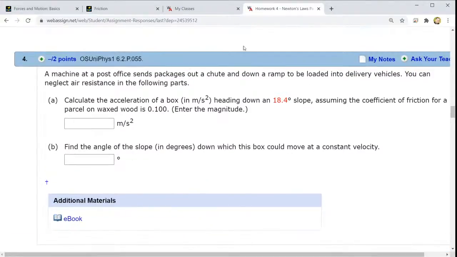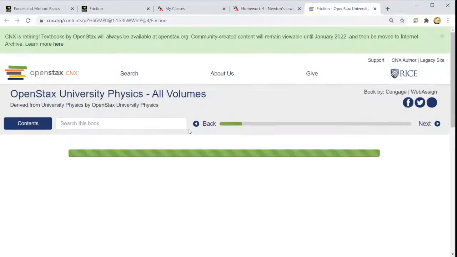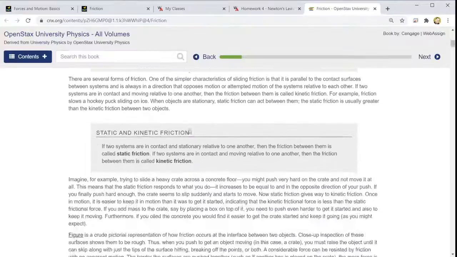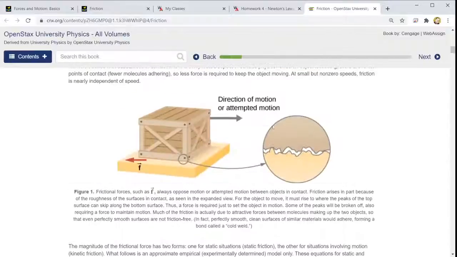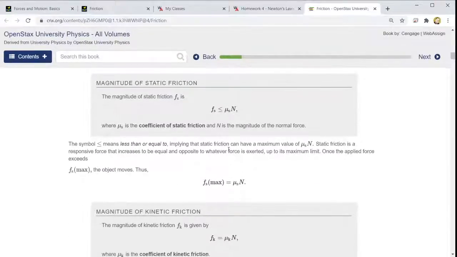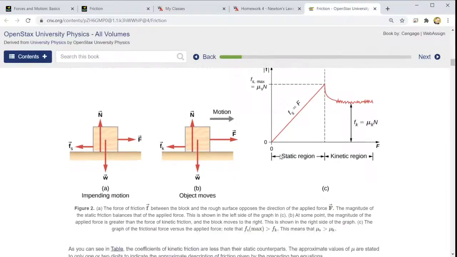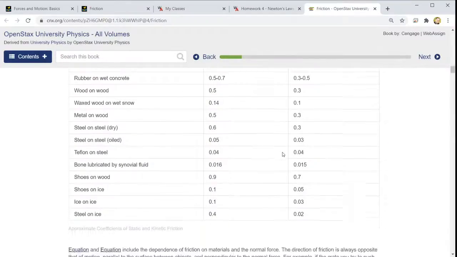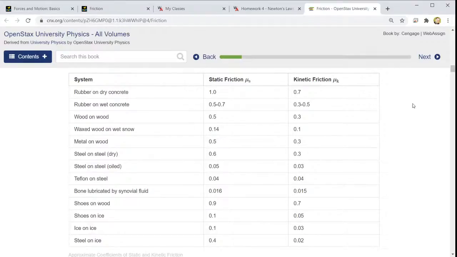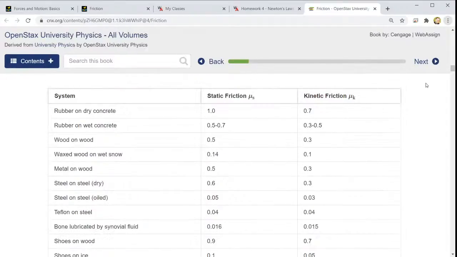So there's a homework problem here. You should be able to do this problem now. Let's go to the book though. What I'm looking for here is an explanation of friction, static friction versus kinetic friction. That should look familiar to what we saw today. Here it is. Okay. So there's a table.